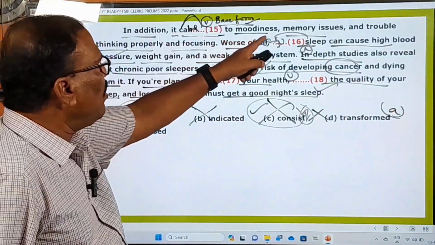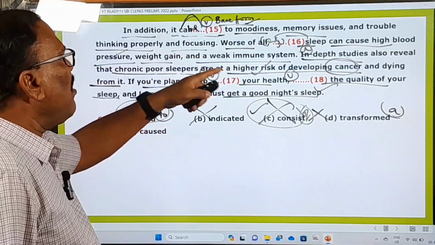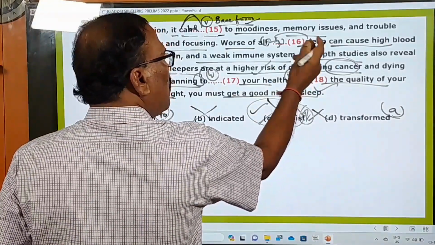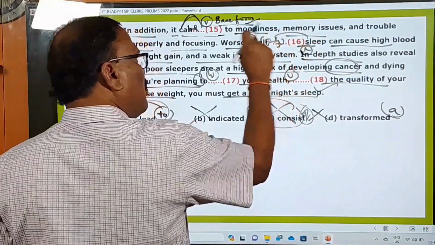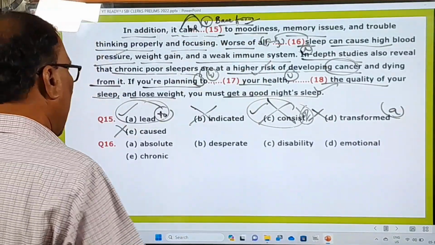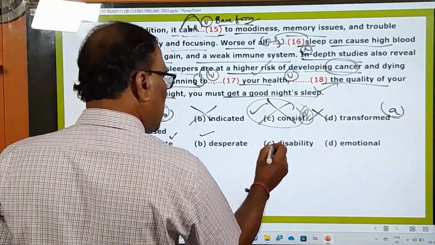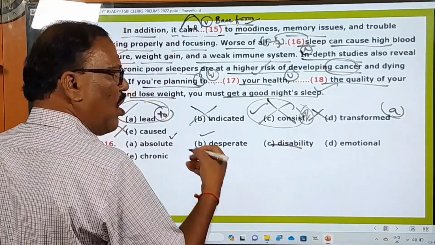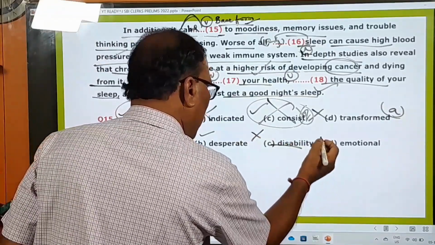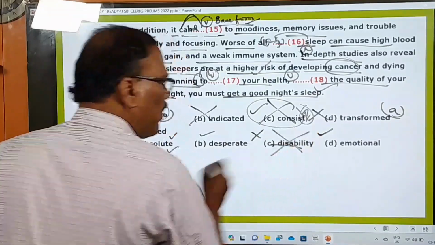It can lead to moodiness, memory issues, and trouble thinking properly and focusing. Worst of all, dash sleep. Already I have told you here, sleep is a noun. So before this noun, there must be used an adjective. Let us see the options given. Absolute, it is an adjective. Desperate is an adjective. Disability means impairment or weakness, it's a noun, so dropped. Emotional, it's an adjective. Chronic, it is also an adjective.